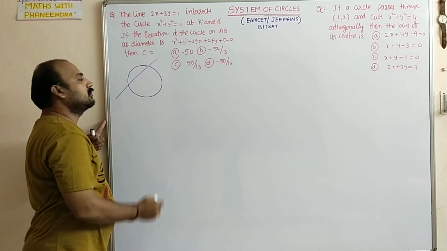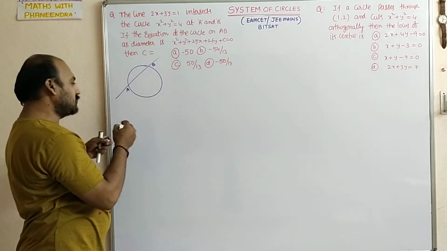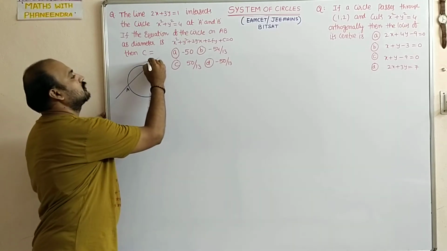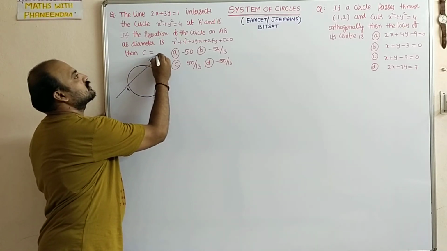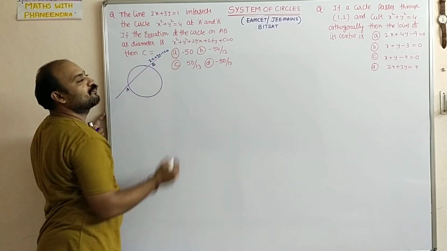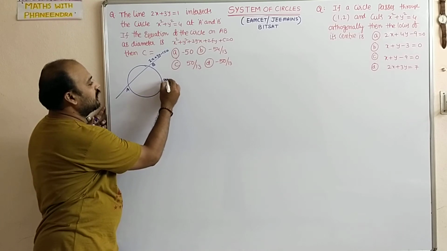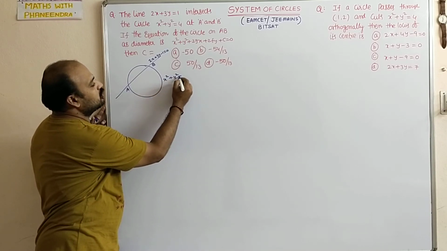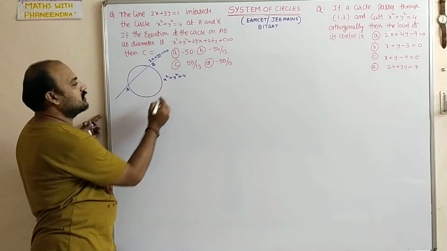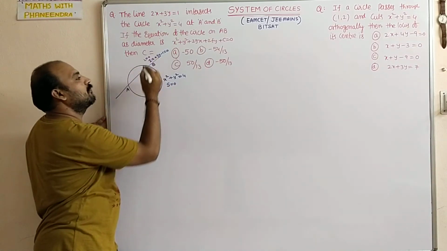This is the line AB. This line is 2x + 3y - 1 = 0. And this circle is x² + y² = 4. This is S = 0. This is L = 0.